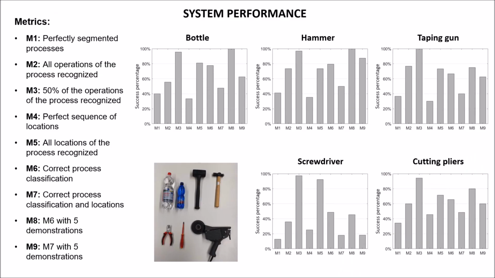This chart summarizes the results obtained for the 5 tested objects. The results are quite promising with a small number of demonstrations. The performance drops a bit for the screwdriver because some of its operations are very similar, as we saw in the confusion matrix. However, for the rest of the objects, process segmentation is perfect around 40% of the time, and process classification is correct around 75% of the time, when just one demonstration of the process is provided. Additionally, this increases to around 90% when 5 demonstrations of the process are provided.